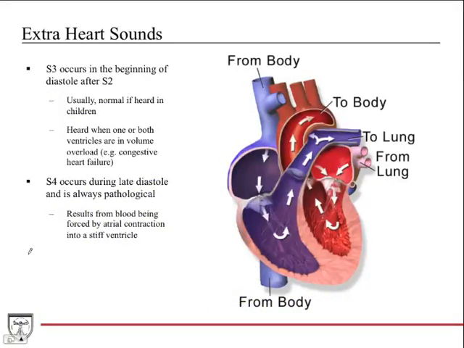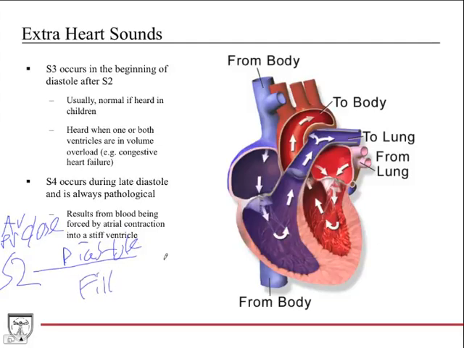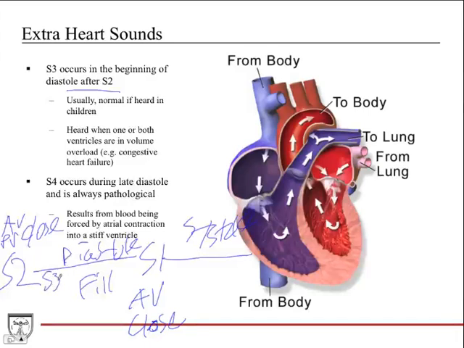So some extra heart sounds. If we have S2 here, which is where the aortic valve and pulmonic valve close, then you have diastole, so filling. Then you have S1 where the AV valves close, and then you have systole here, okay? S3 occurs in the beginning of diastole right after S2. It's usually normal if heard in children. So if you hear an S3 in a 10-year-old, that's not something to get freaked out about. And it's heard when one or both ventricles are in volume overload.